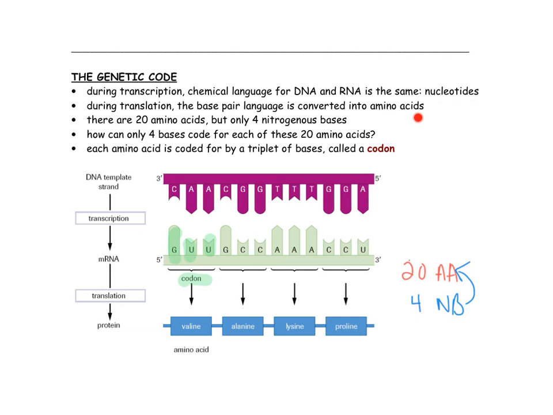And how does it do that? Well, even though we have 20 amino acids, we have 4 nitrogenous bases. The 4 bases are going to be put into different combinations in triplets specifically, and those triplets are called codons.